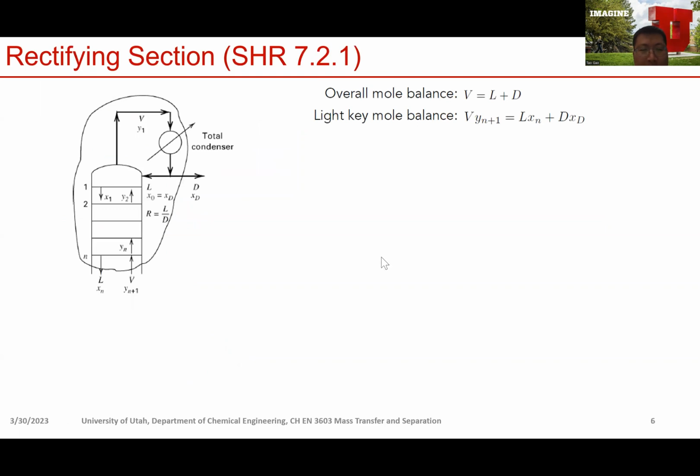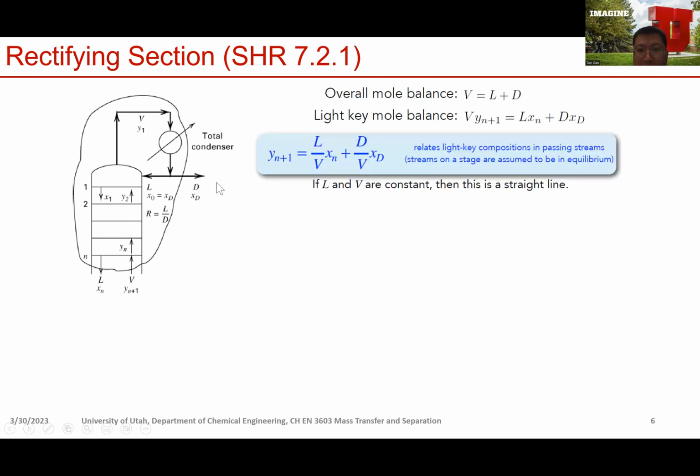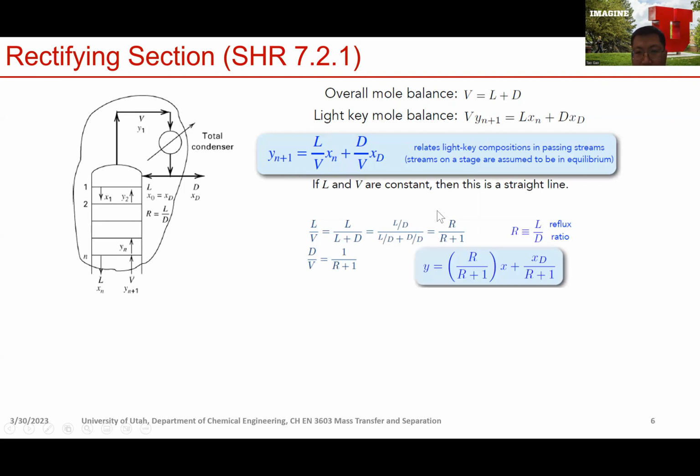For the rectifying section, from the mole balance equation, we can derive the operating line for the rectifying section that relates the composition of the vapor and liquid phase with the liquid flow rate, vapor flow rate, and the distillate flow rate, which is this. Okay, and then here we define reflux ratio as the ratio of the liquid being returned back to the process compared to the amount that's discharged as a product.